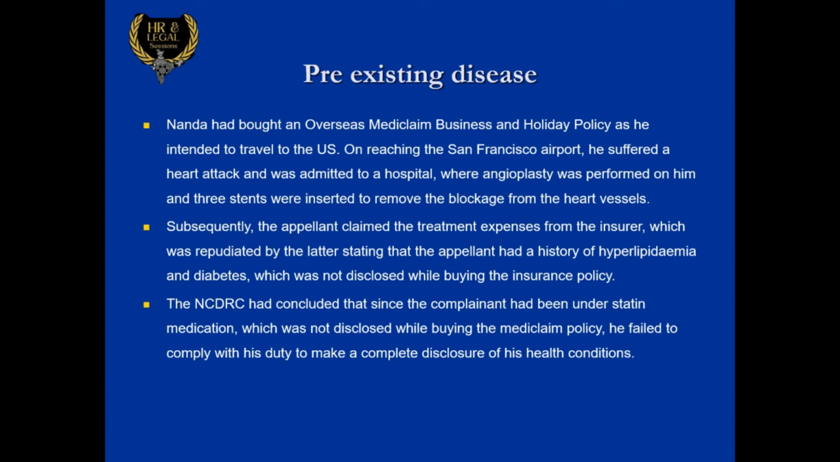In the case of Nanda, he went abroad. Before that he took the medi-claim policy, and after reaching the US he went to the hospital and had an angioplasty, and he made a claim under the medi-claim policy. The insurance company declined the payment, and he went to the NCDRC, and they concluded that since the complainant had been under medication which was not disclosed while buying the medi-claim policy, he failed to comply with his duty to make complete disclosure of his health condition.